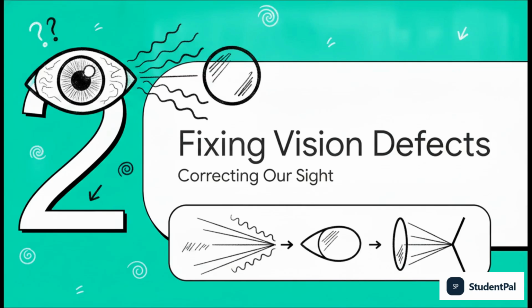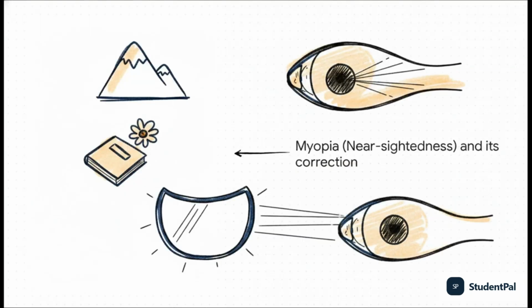Moving on to Section 2, Fixing Vision Defects. So, what happens when this perfect biological system falters a bit? Let's step up to the whiteboard. First up is myopia, which you probably know as nearsightedness. This is when you can see nearby objects perfectly fine, but distant mountains look super blurry. Why does this happen? Well, the eyeball has become too elongated, or maybe the lens has excessive curvature. Because of this, the image of a distant object focuses in front of the retina instead of on it.